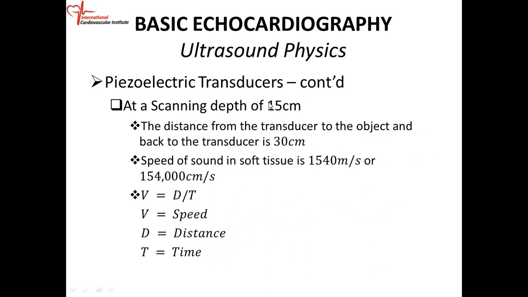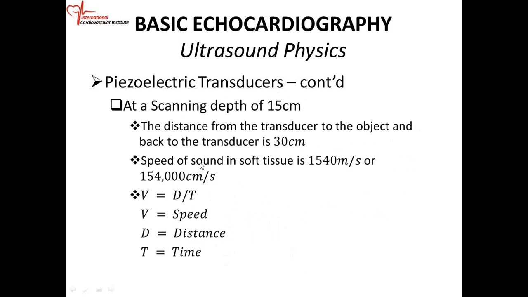Again, if we take out a frame, the distance from the transducer to the object and coming back: each scan line represents an ultrasound wave going to the structure and coming back to the transducer. So if you scan at a depth of 15 centimeters, your ultrasound wave is going to travel 15 centimeters to and 15 centimeters back to the transducer. So the total distance traveled will be 30 centimeters.